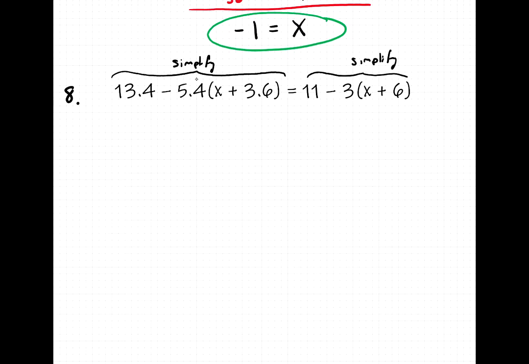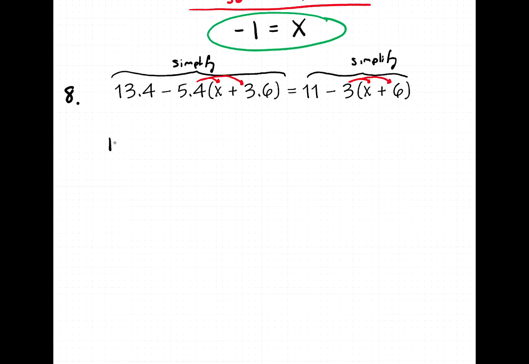So we could start off by breaking up the parentheses, distributing. That's the minus 5.4 times both the x and the 3.6. And also distribute through the minus 3. So a minus 3 times x and a minus 3 times the 6.